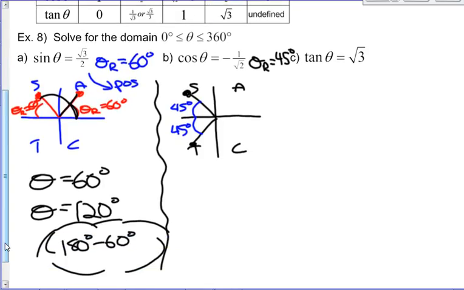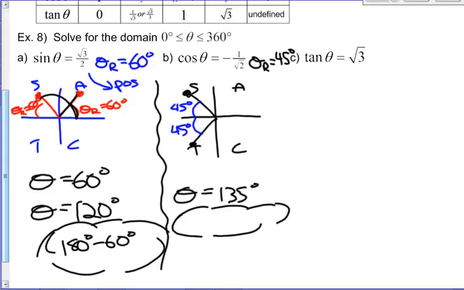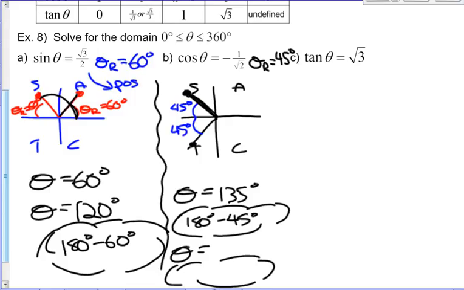Now that we've got that drawn, it should be easy for us to figure out the actual angles that have this property. Okay, so the first one is 180 minus 45, which would be 135. So I'll just put that thought bubble below it. That gives us this one right here. And the other one would be 180 plus 45. It's just a little bit beyond 180. Those are the two values.